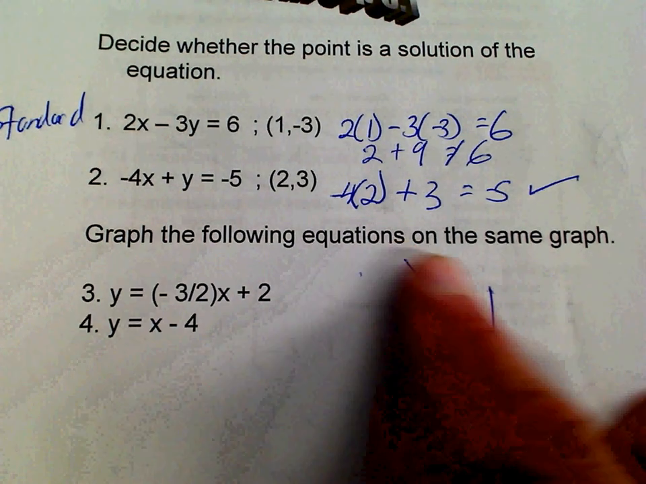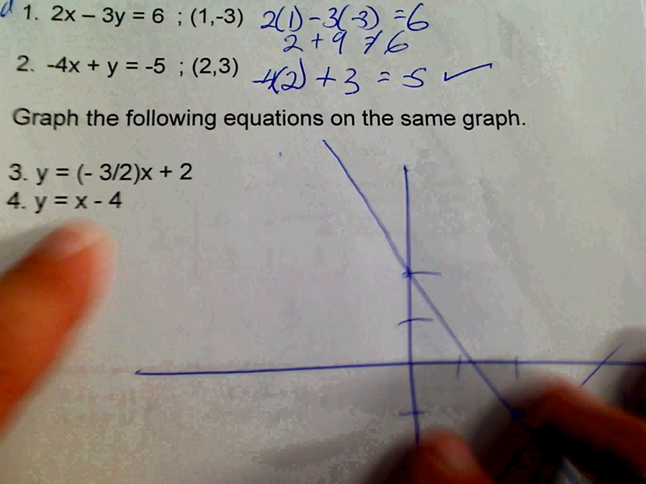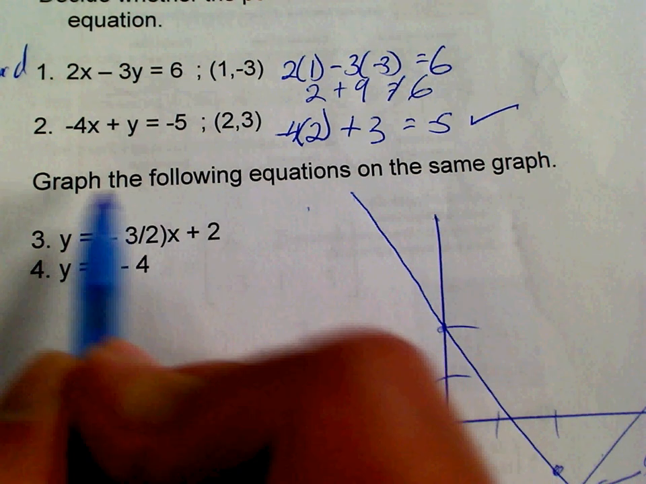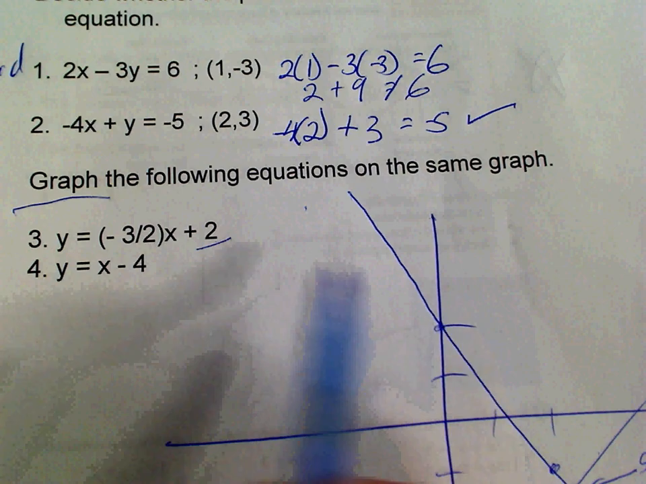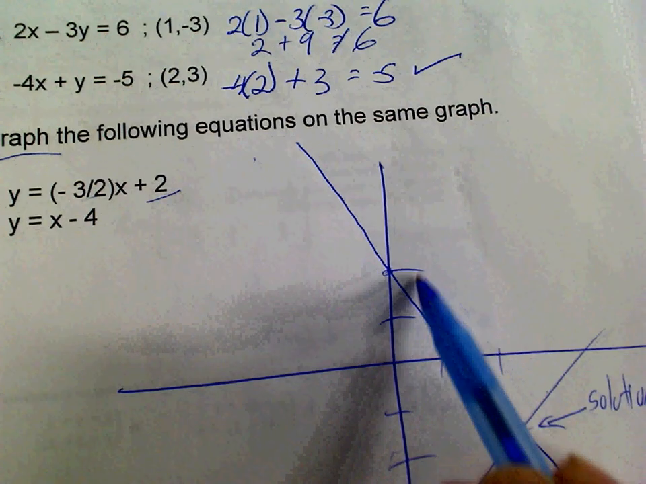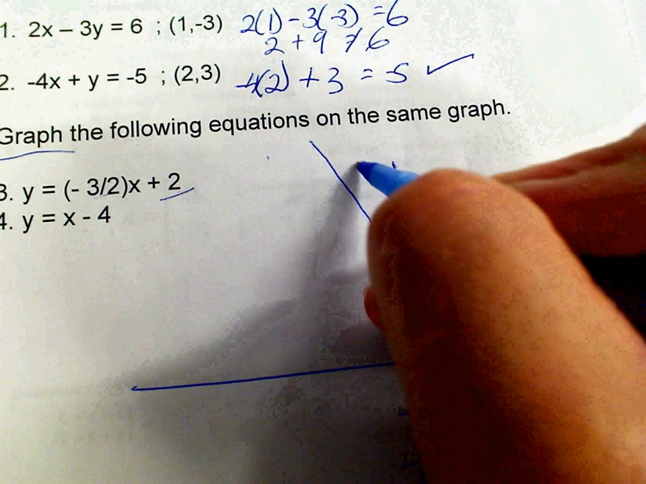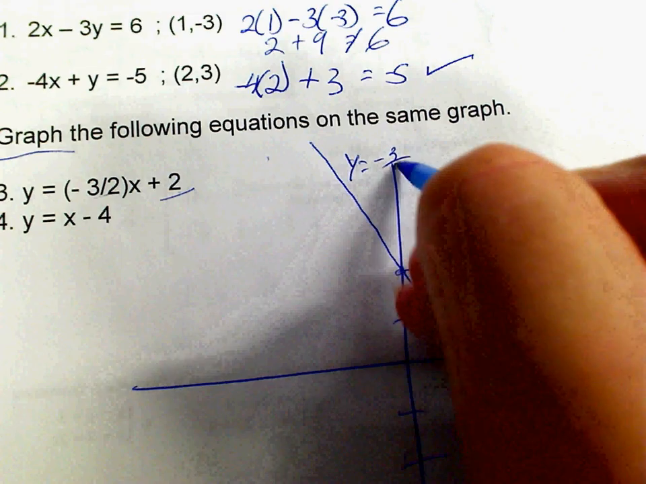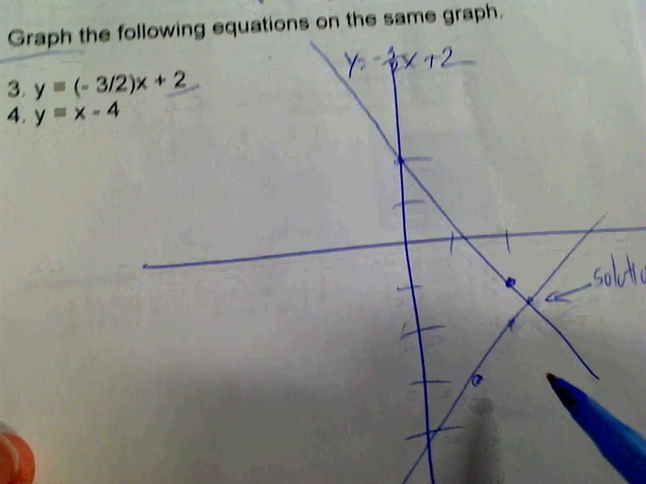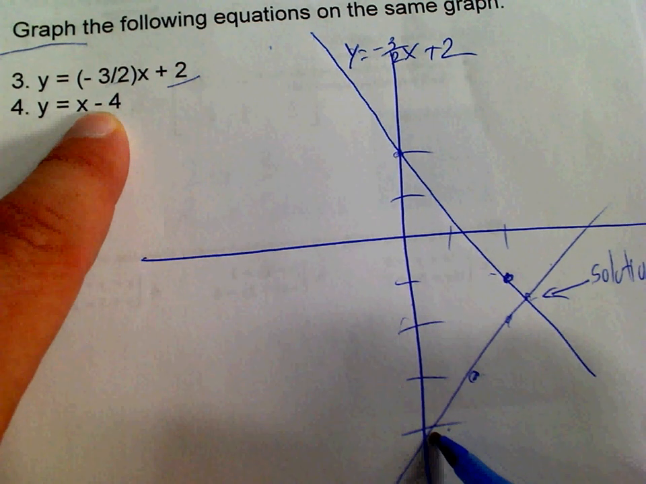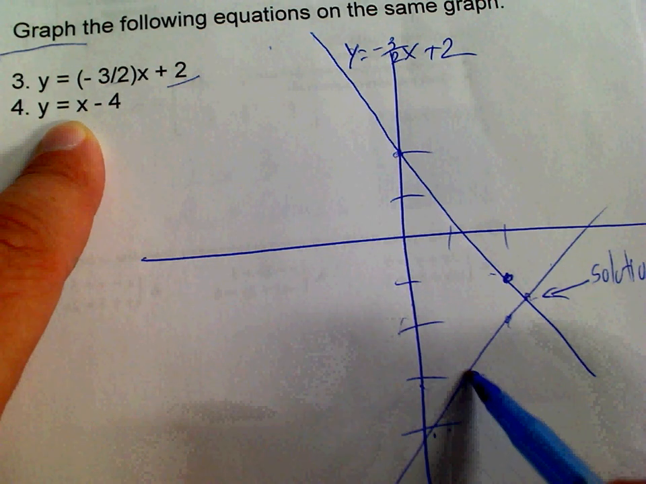Down here, if you were to graph the following equations on the same graph, good job. Here I put them on. We got to get more comfortable with graphing. On this one, I used the y-intercept of 2. Use the slope. Down 3, over 2. There's a line. Y equals negative 3 halves x plus 2. Y equals x minus 4. Y-intercept of negative 4. What is that slope? 1. Up 1, over 1, up 1, over 1.